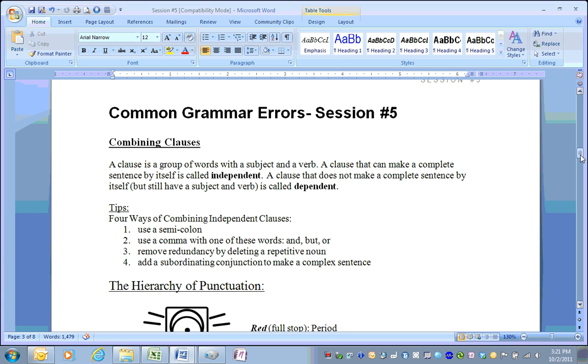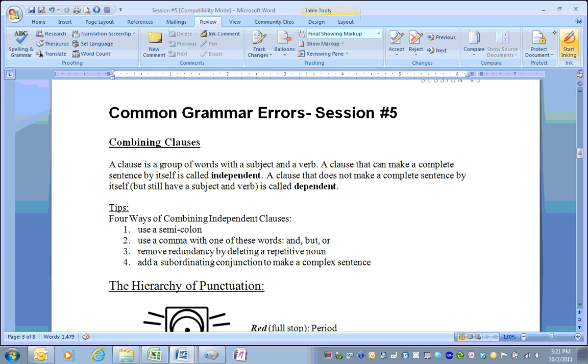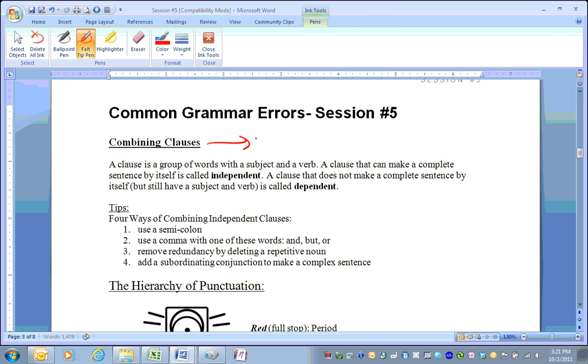So we're going to talk about two types of common errors. The first will be combining clauses, which are essentially just run-on sentences. That's a very common mistake you see, run-on sentences. Before we talk about examples that have run-ons, it's very important we define some terms so that you know what a clause is.